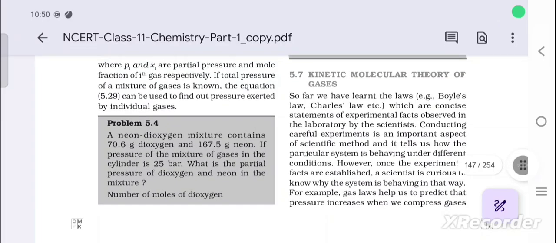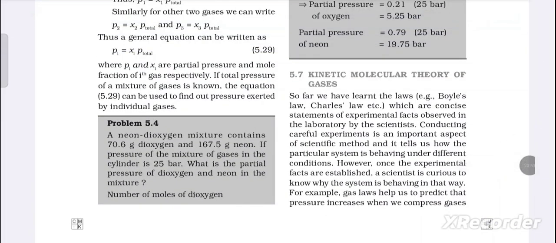Kinetic molecular theory of gases. So far we have learnt the laws, which are concise statements of experimental facts observed in the laboratory by scientists. Conducting careful experiments is an important aspect of the scientific method, and it tells us how a particular system is behaving under different conditions. However, once the experimental facts are established, a scientist is curious to know why the system is behaving in that way.